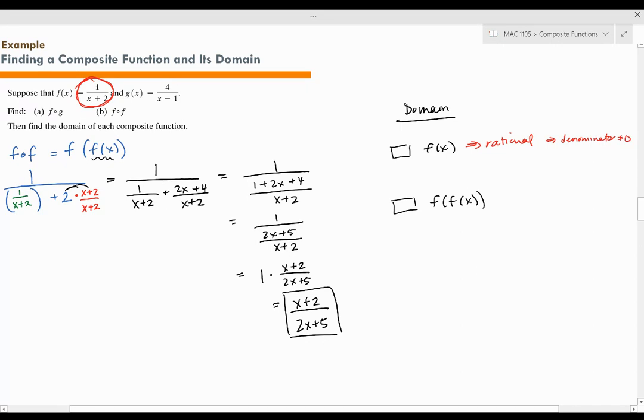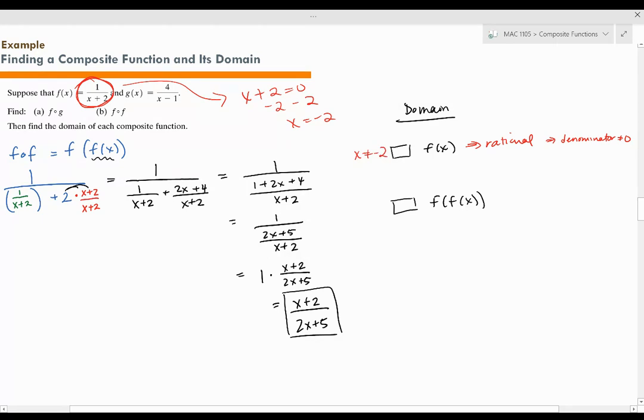So we need to find the values that are going to make that 0. I'm going to take the denominator, which is x plus 2, and set it equal to 0, and we're going to solve for x. So we're going to subtract 2. x equals negative 2. That means I can plug in whatever I want into that function as long as x does not equal negative 2. So in the first filter, x cannot equal negative 2.